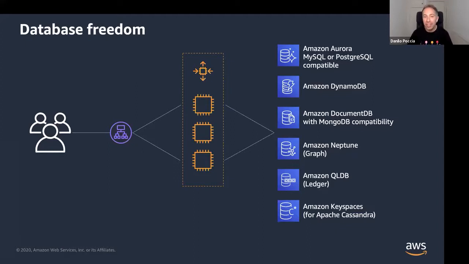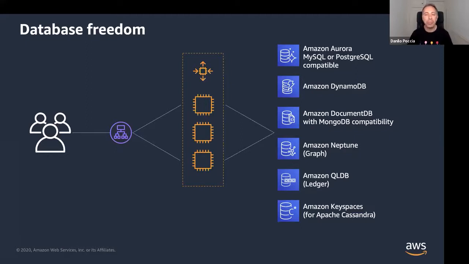So if you need a graph database, if you have highly connected data where relationships are very important, or if you need to keep the full history of changes of your databases, because maybe this is really important for your business, you can use what we call a ledger database like Amazon QLDB. QLDB is something that we use in a similar form, for example, for the control plane of some of our services like EC2.